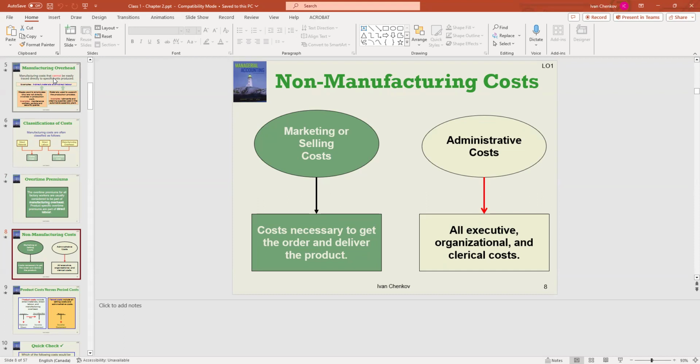And we have that administrative cost. Why? Because we still have to pay the owner. We still have to pay the accountant. We still have to pay the clerk, the office assistant who picks up the phone. Is she related to the production of the product? No. But is she part of the company? Yes, she is.